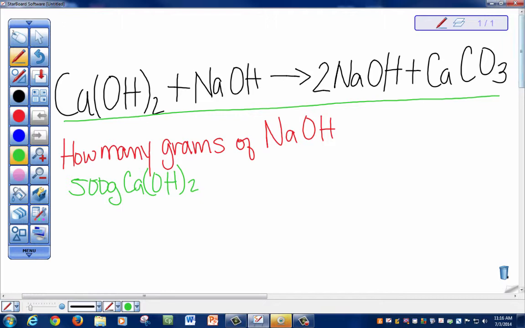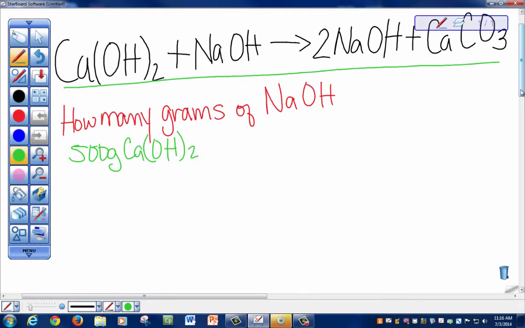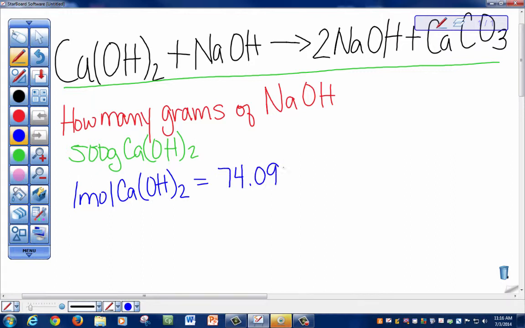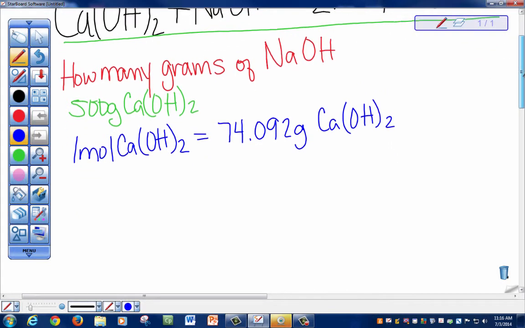So after we figure out what is needed to solve this problem, we need to write down our conversion factors. So we know that 1 mole of Ca(OH)2 equals 74.092 grams of Ca(OH)2. So, how did I come up with this mass number?